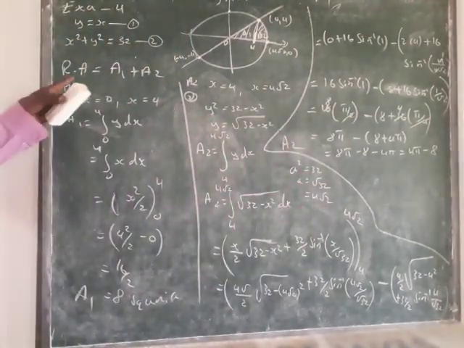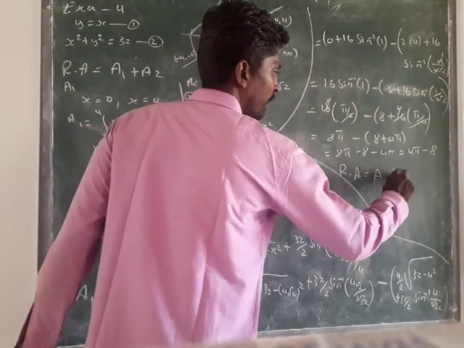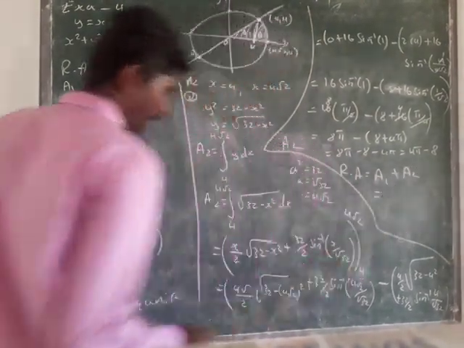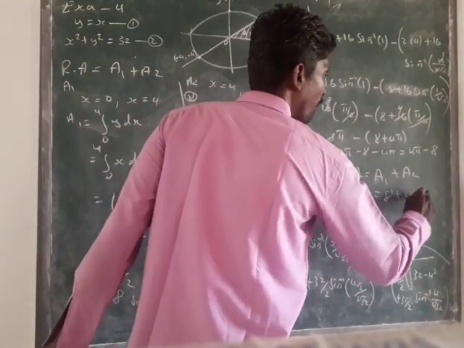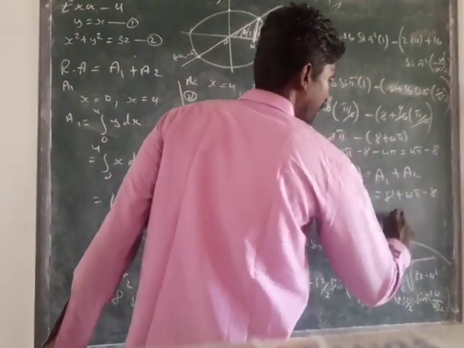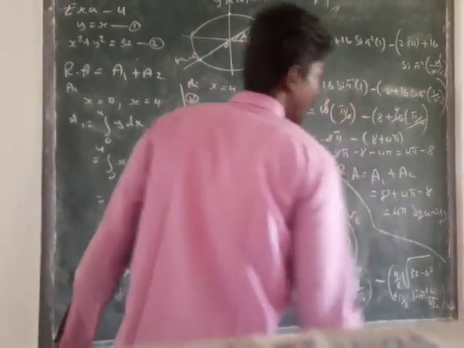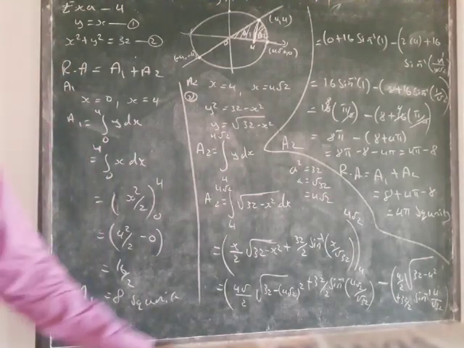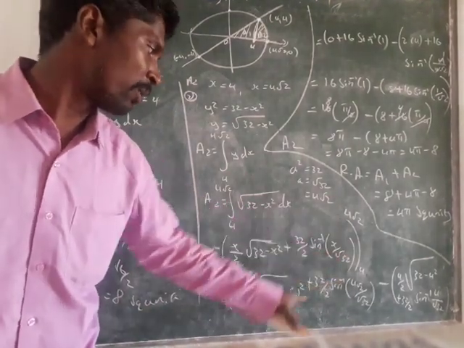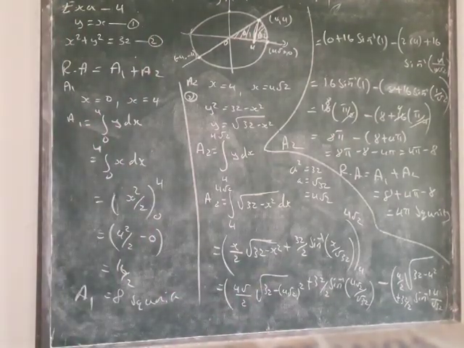So the required area A equals A1 plus A2. The A1 area we already have is 8, and the A2 area is 4 pi minus 8. So 8 plus 4 pi minus 8 gives 4 pi square units. The required area lying in the first quadrant is 4 pi square units. So when you apply the upper limit and lower limit, just concentrate and substitute the values. The remaining part is as usual, easy only.